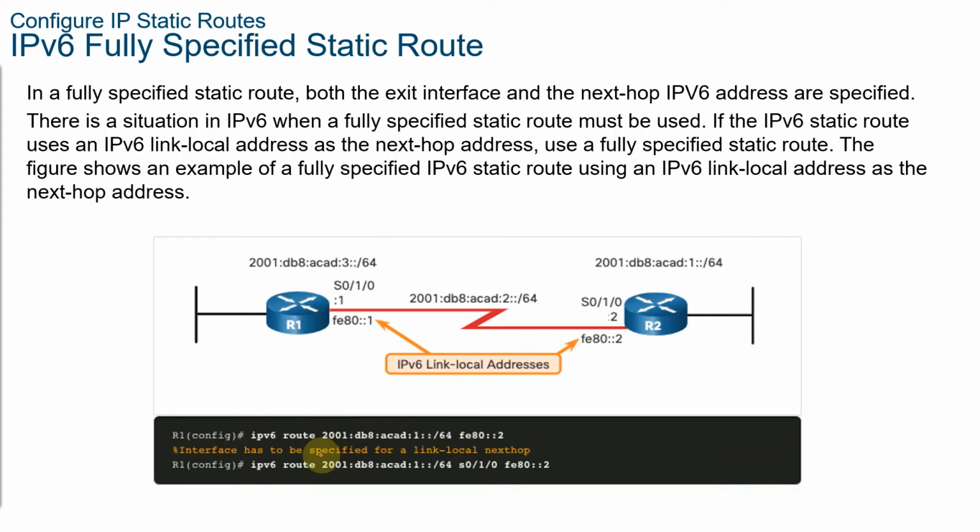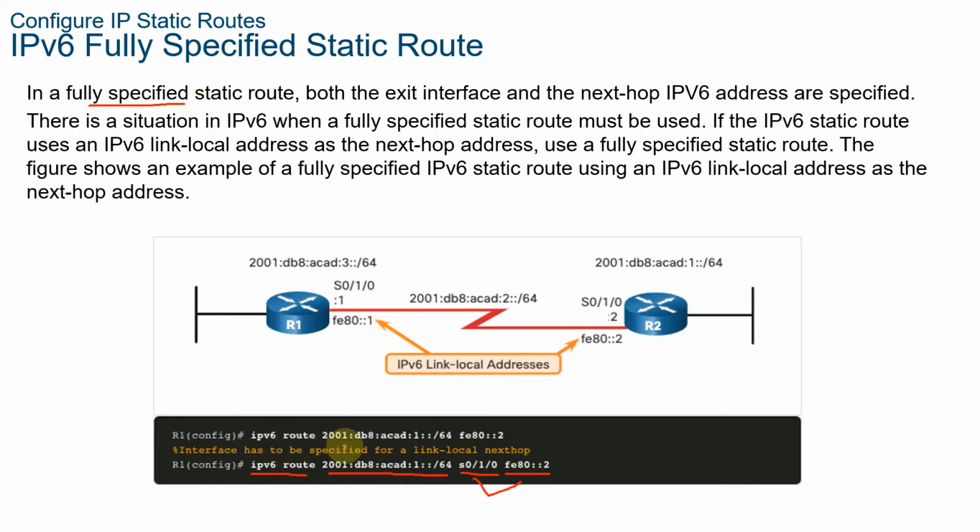In the example, a fully specified static route is configured using a link local address of R2 as the next hop address. Notice that the IOS requires an exit interface be specified. This is how we do it: ipv6 route, same command. This is our remote network, this would be your exit interface, and this would be your next hop IP address. So you specified both the exit interface and the next hop IP address.